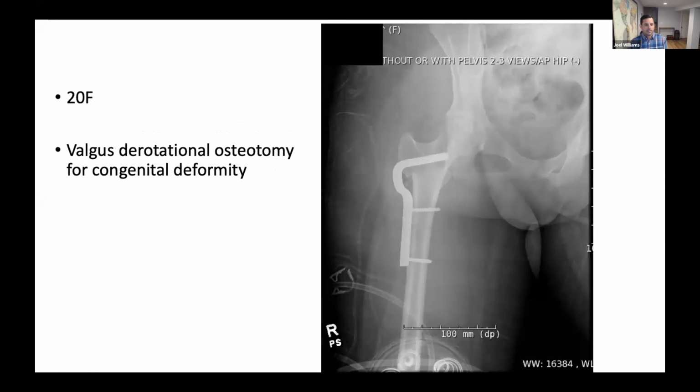So the first is lateral cortex insufficiency. This is not a blade plate that was inserted for a non-union. This is a 20-year-old patient that I treated for a congenital deformity of her femur. And I think it's really important, despite it not being a non-union case, that it demonstrates the importance of the bone between the blade plate and the osteotomy site. So this is her immediate post-op x-ray.